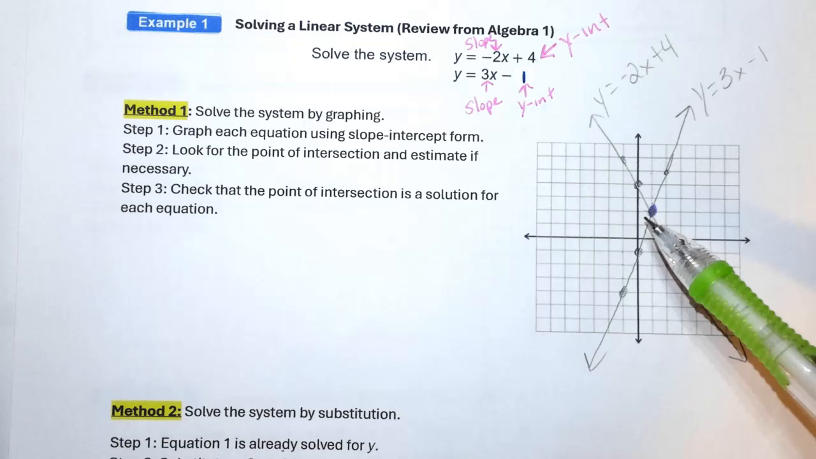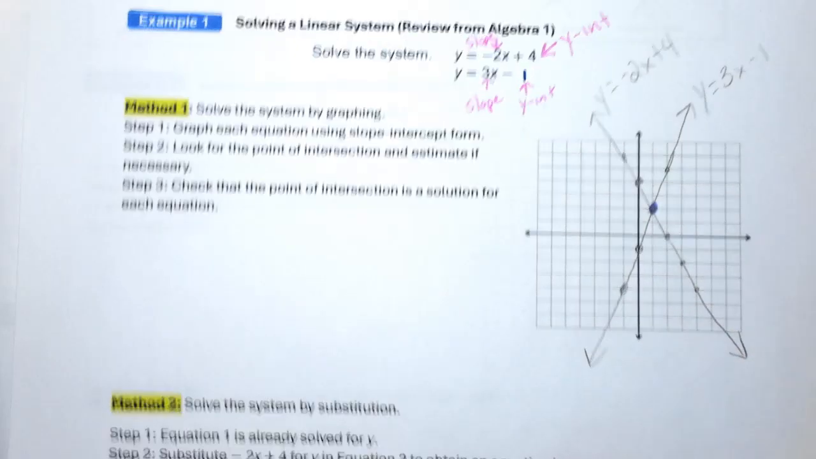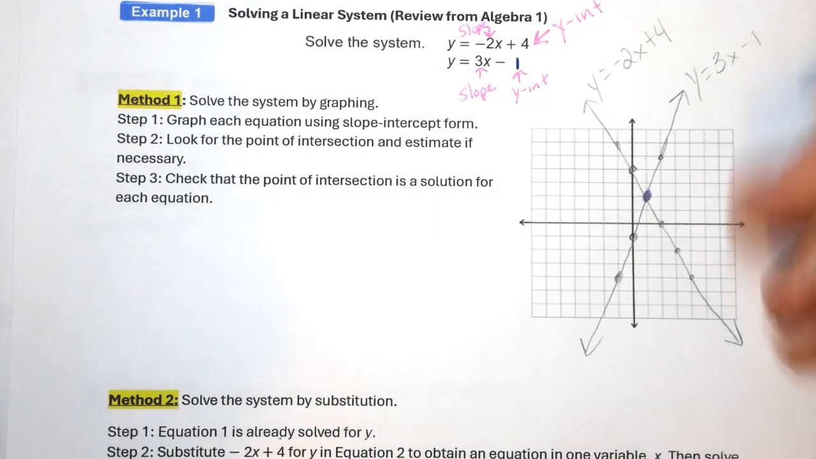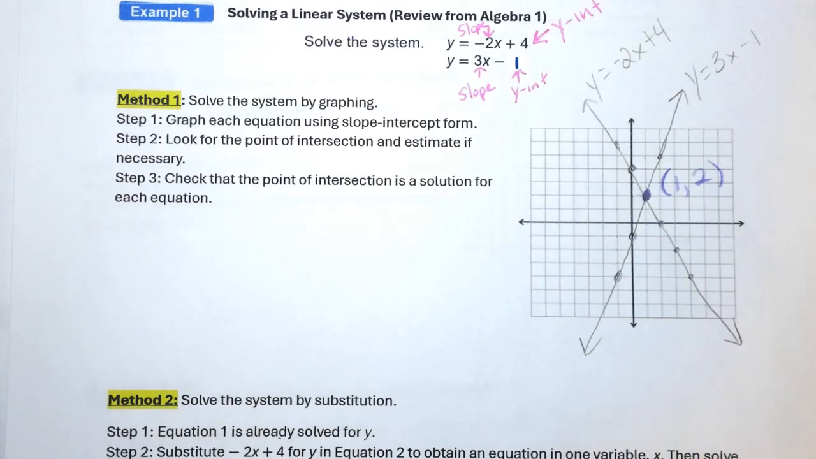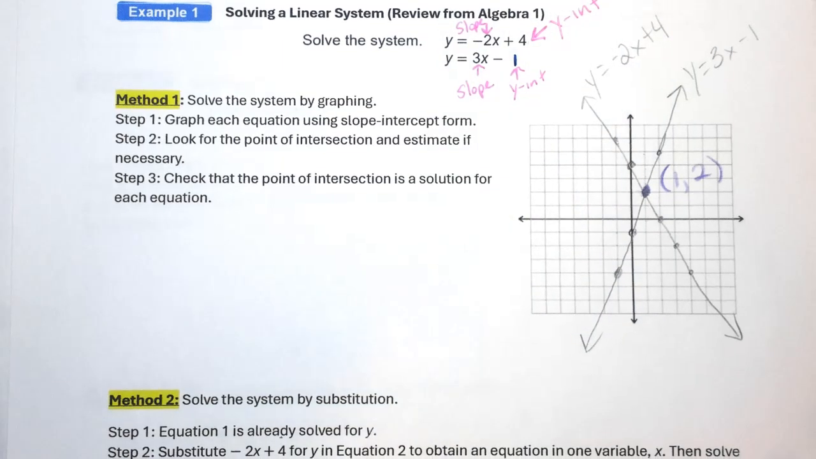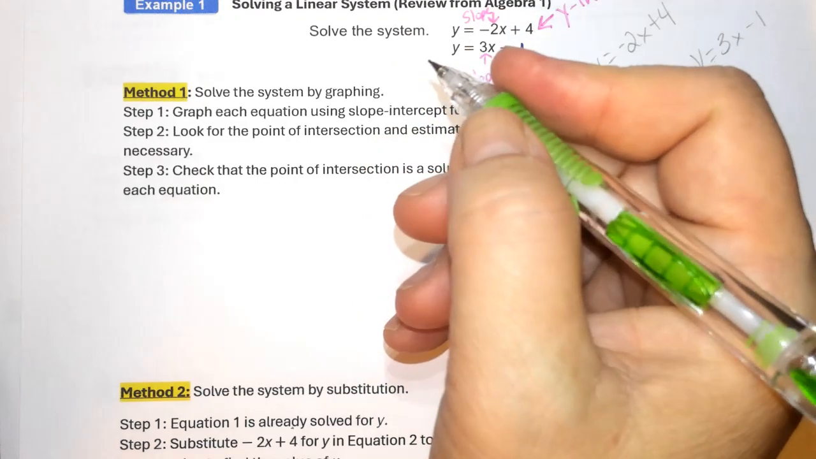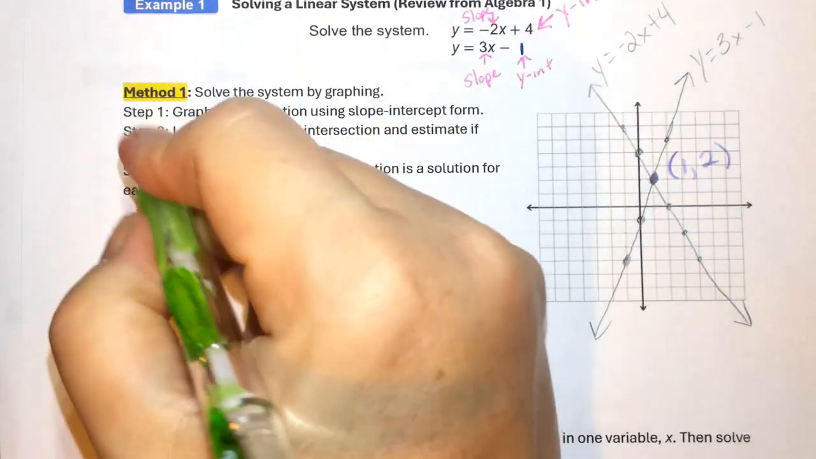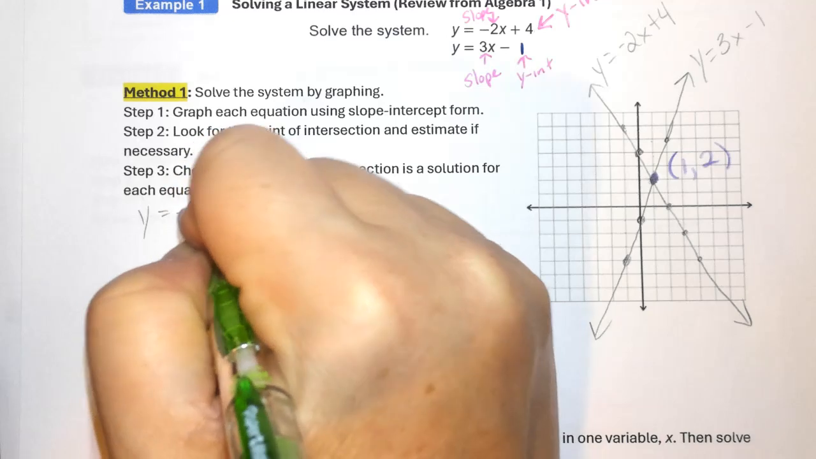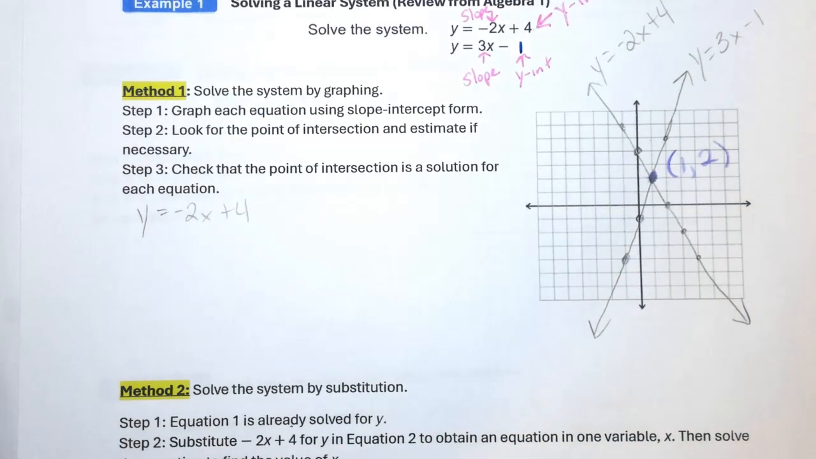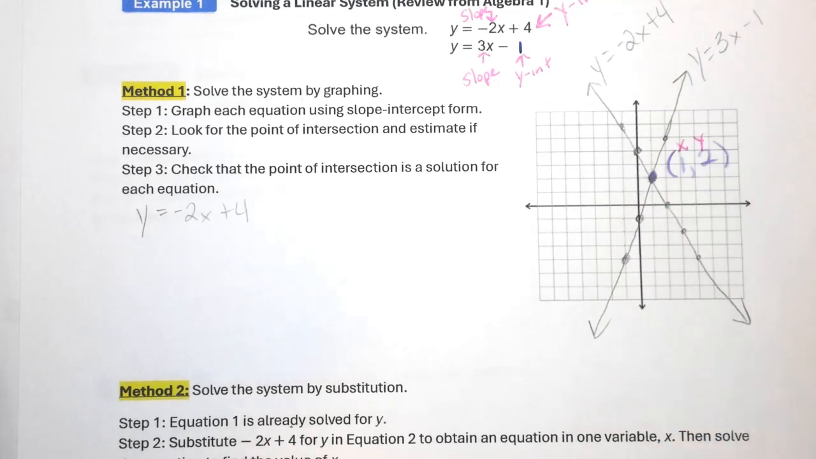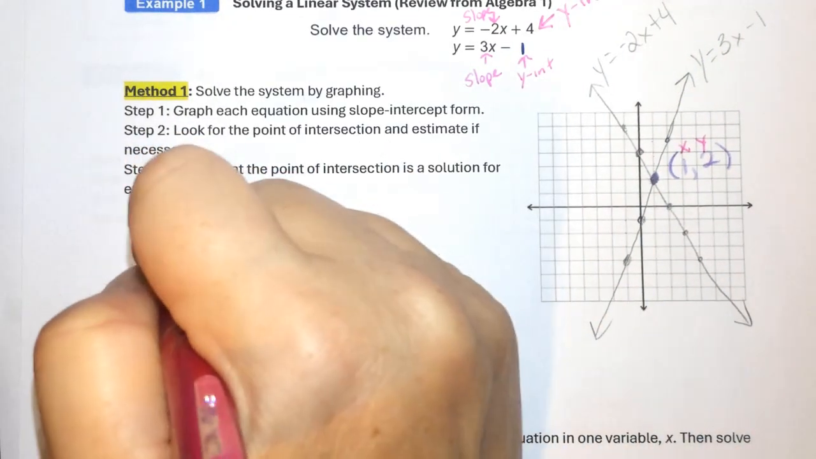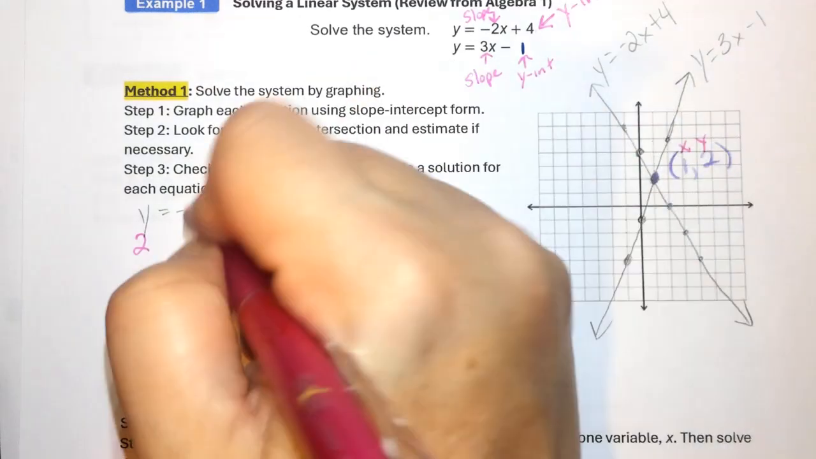All right, so now we're just going to check and make sure our answer is true. So this is the point (1, 2). That is our point of intersection. You can check your work to make sure that your solution works. So we're saying that our solution is (1, 2). We're going to start with the first equation, y equals negative 2x plus 4, and I'm going to substitute in the x and the y values. Remember, this is your x, this is your y, so for y I'm going to substitute 2, and for my x I'm going to substitute in 1.